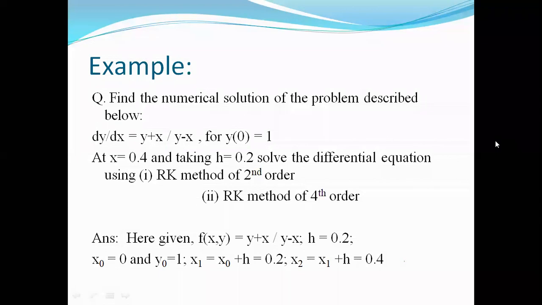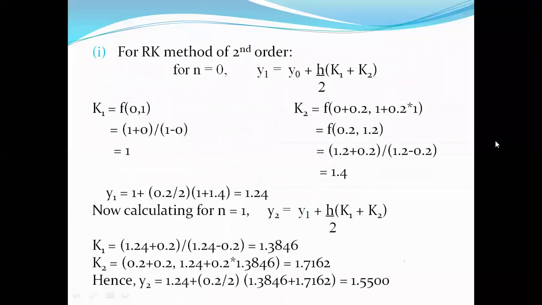That means first we have to find y1 and then y2. So finding y1, we have to consider n is equal to 0. So according to the formulas, y1 is equal to y0 plus h by 2 (k1 plus k2).